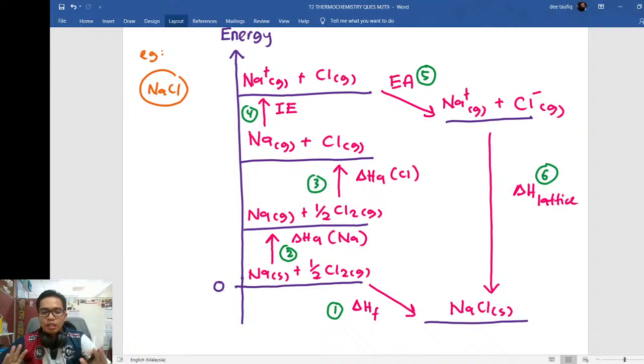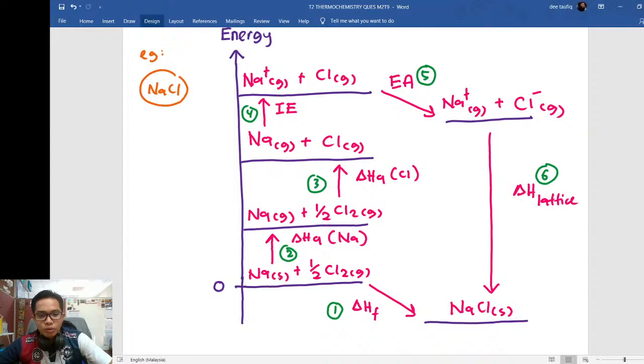Energy level diagram dia kena buat step by step. So start with enthalpy of formation, yang itu, and then going up one by one. Na dulu ataupun Cl dulu, either one, tak boleh sekaligus. Dia tak boleh simultaneously, it must one by one. So solid here. So saya highlightkan apa yang berubah.